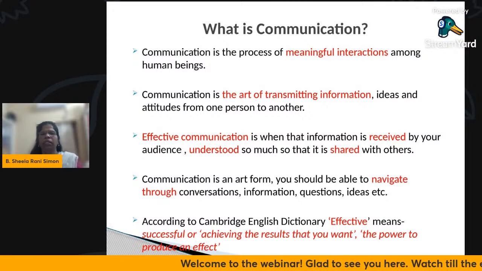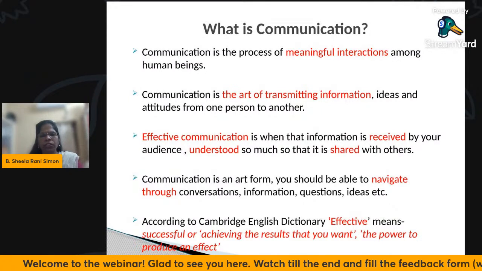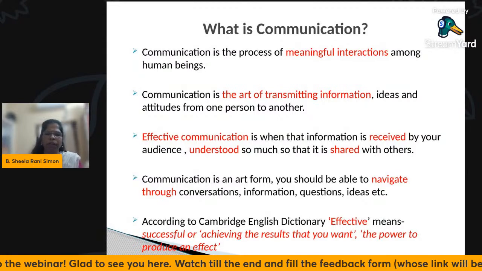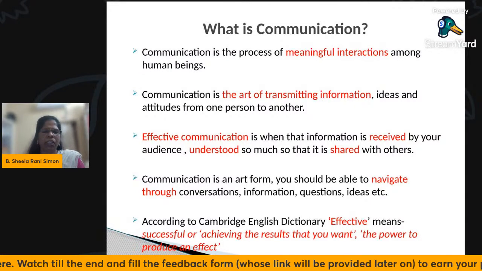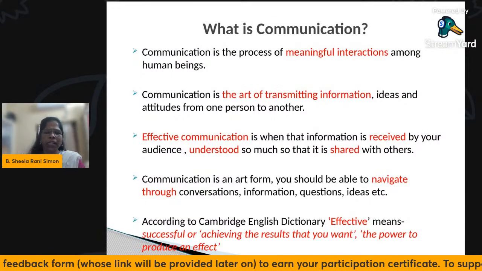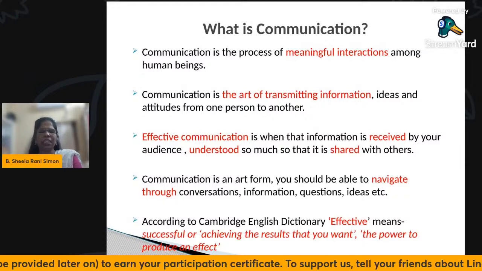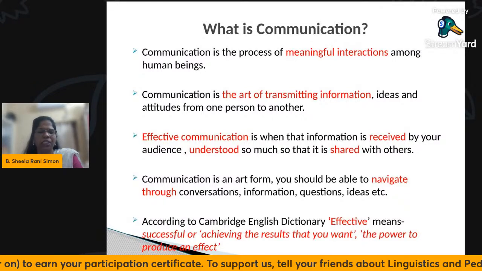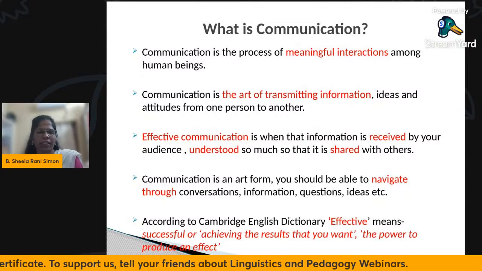It's a transmitting of information, ideas, and knowledge, feelings, emotions. But if you just shift focus to effective communication, you will find that the word effective should result in something that you want, something that should translate into producing an effect.